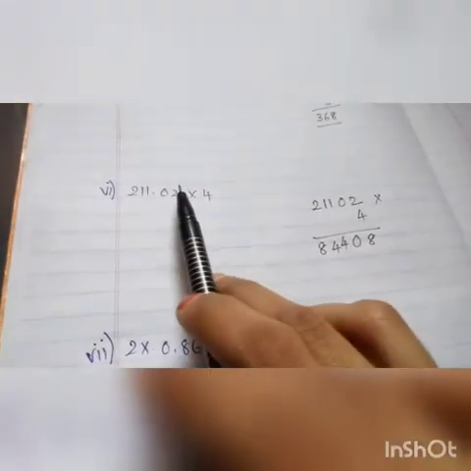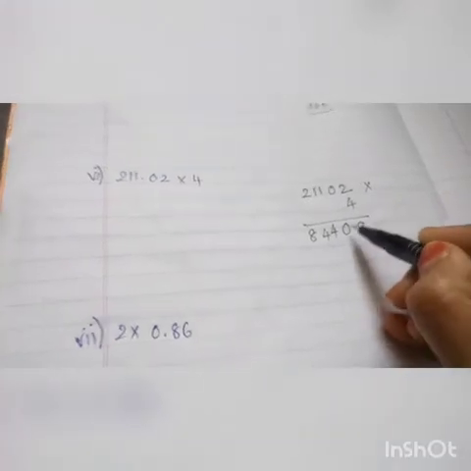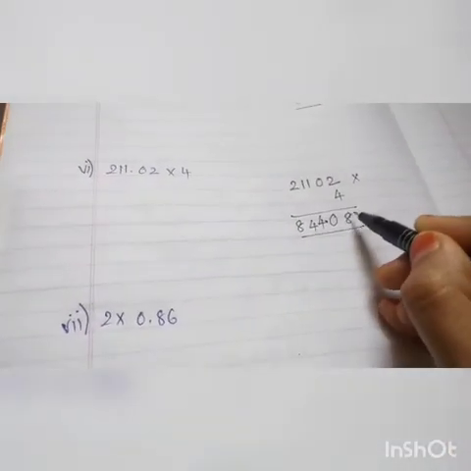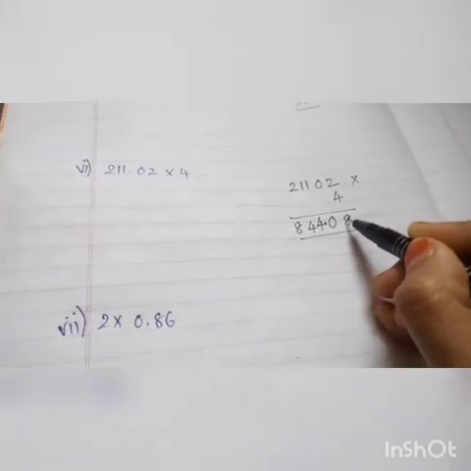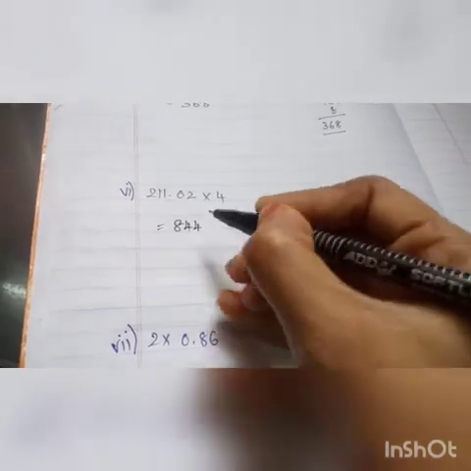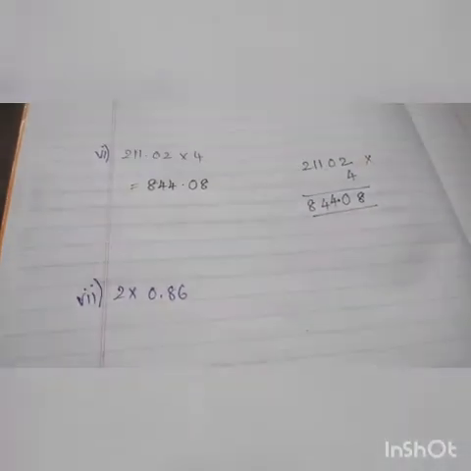So after how many digits is the decimal point here? After 2 digits. So after 2 digits you can keep a decimal point. Always you have to shift from this side. You have to see from this side. 2 digits. So what is the answer? 844.08 is your answer. Okay.